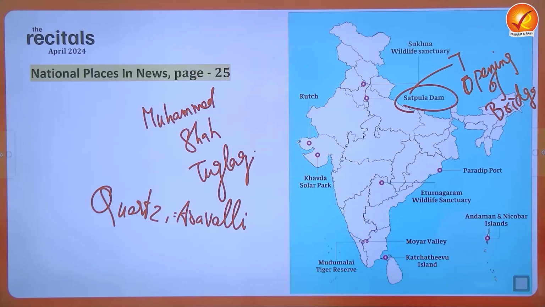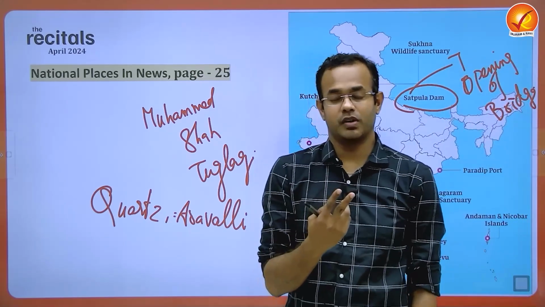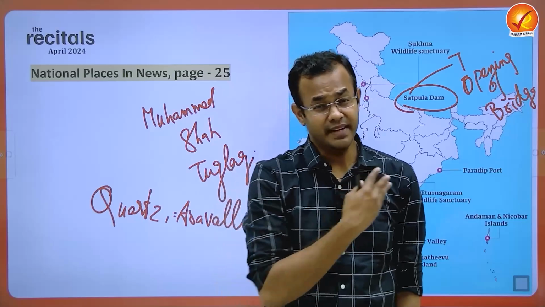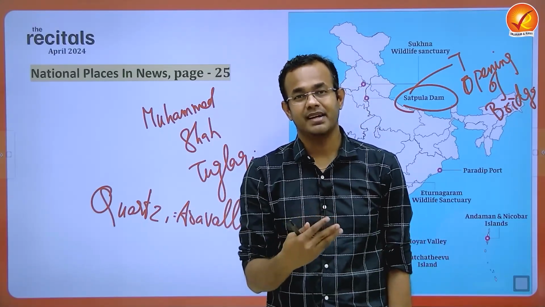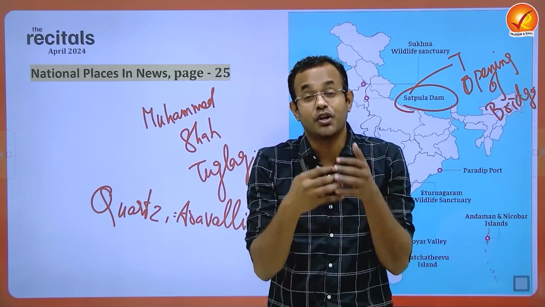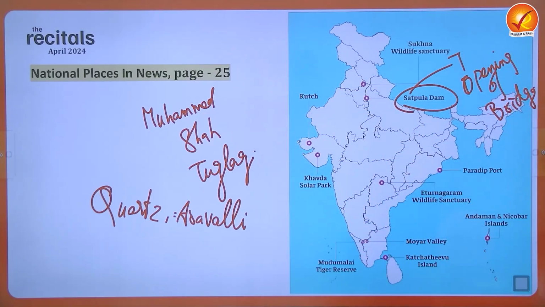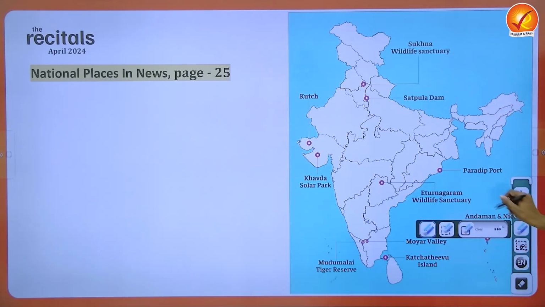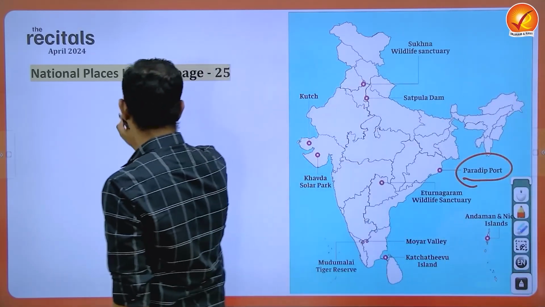This had two requirements at the time it was constructed. One is a source of water for irrigation. Second, it was used as a protective measure against enemy entry, in other words, for defense purposes. The next one, Paradip Port.